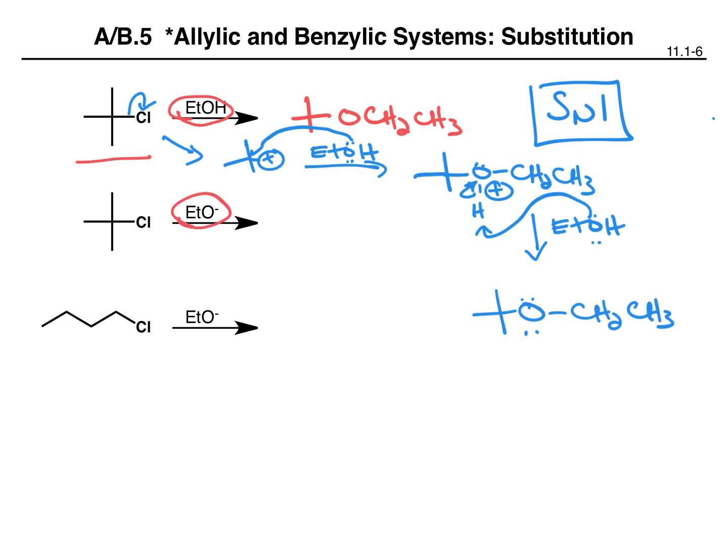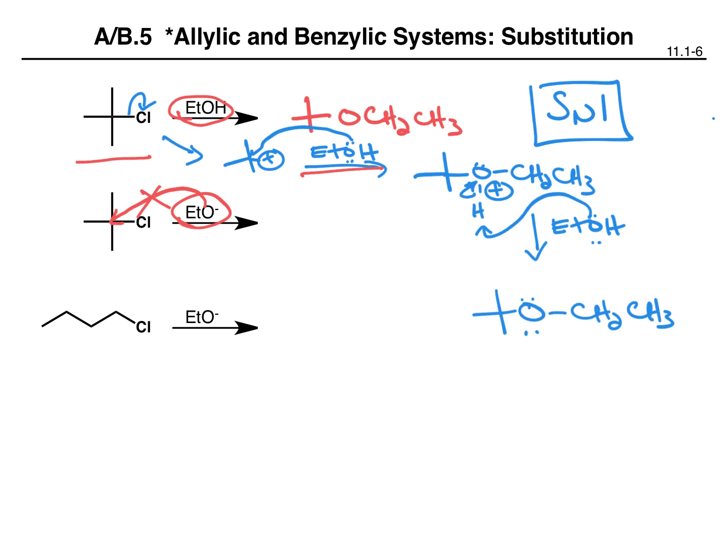Now, what if we look at the same starting material, but this time we treat it with ethoxide? So instead of CH3CH2OH, we're treating it with CH3CH2O-. Again, thinking about substitution versus elimination, ethoxide could be categorized as a strong base. So this is very nucleophilic, and it's too difficult for this to attack here because this group is so crowded. And it's too reactive to just wait for the chlorine to leave.